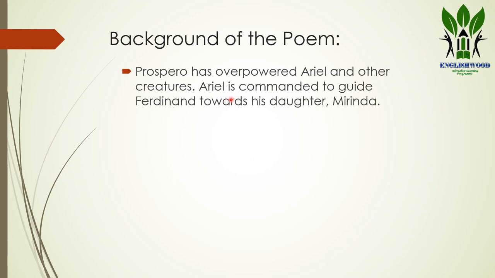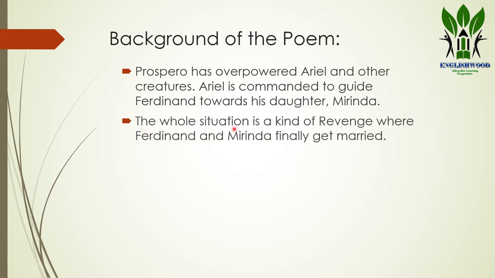So let's see more background of the film. Prospero has overpowered Ariel and other creatures. Ariel is commanded to guide Ferdinand towards daughter Miranda, alright? And the whole situation is a kind of revenge where Ferdinand and Miranda finally get married.